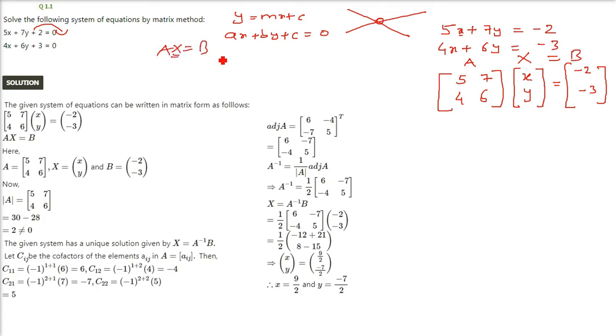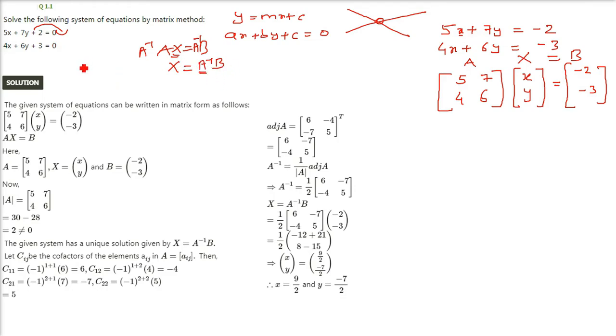Now in order to find X, what do you do? We will multiply both sides by A inverse. So A inverse A is I, and on the right hand side it will be A inverse B. So X will be equal to A inverse B. This is the whole summary of the solution.